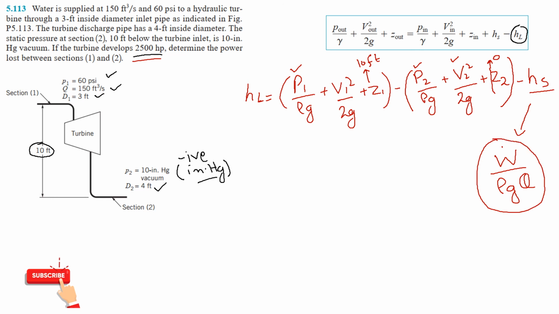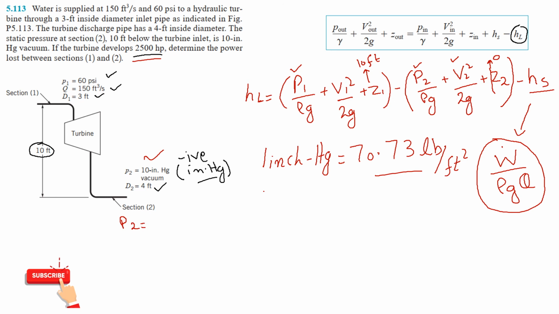We will first convert our pressure at P2 into pound per feet square. So 1 inch of mercury pressure is equal to 70.73 pound per square feet pressure. So to convert 10 inches of mercury into this, we get P2. I will write here P2 is equal to 708 pound per square feet, and this is negative pressure because vacuum is mentioned, so by vacuum it means negative pressure. So that's how we will convert our P2 to pound per square feet.